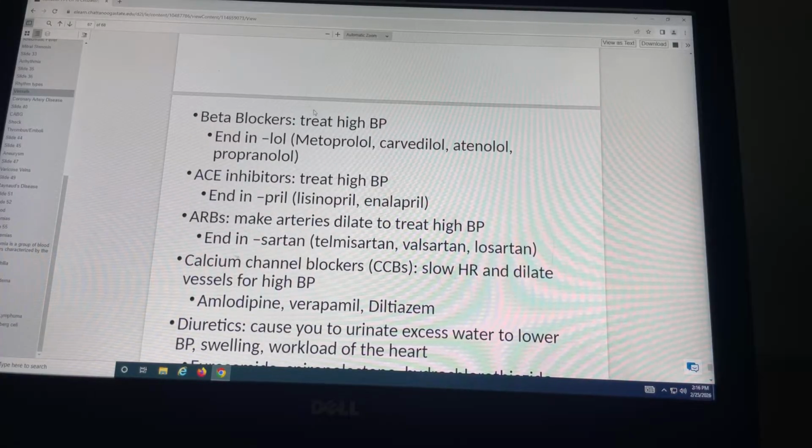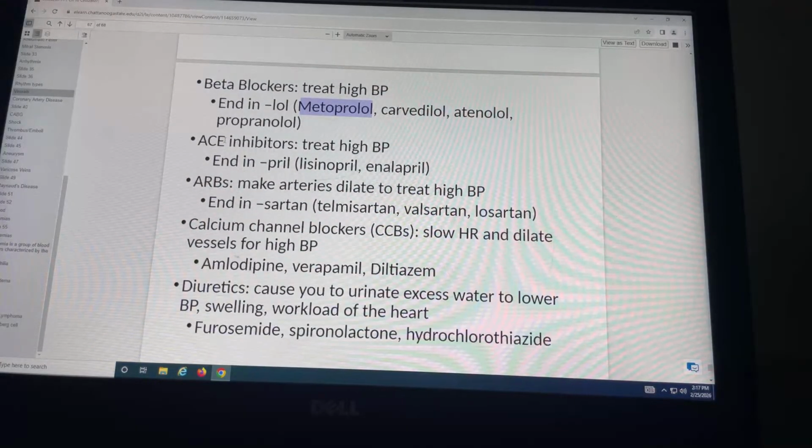Beta blockers, how you remember that is they end in lol. So we've got metoprolol, carvedilol, atenolol, propranolol. Those are all beta blockers, and these help treat blood pressure and other heart conditions as well. But basically, if you see a medication like metoprolol, all I want you to be able to do is recognize that it's related to blood pressure, probably other things with the heart as well. You don't need to know all the ins and outs of what they do, just recognize that it's related to the heart.